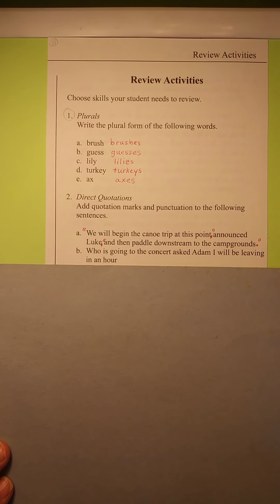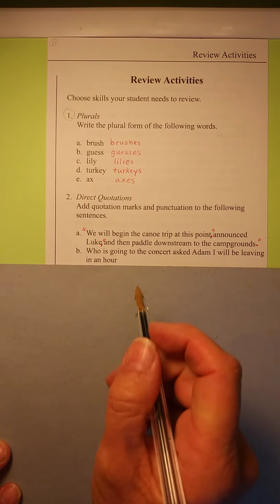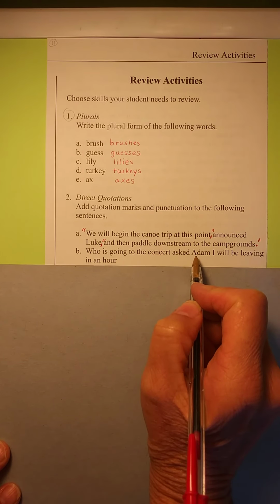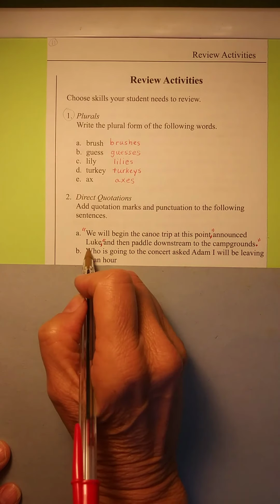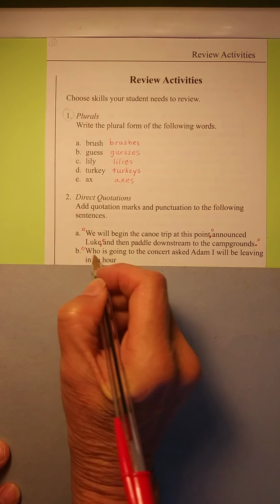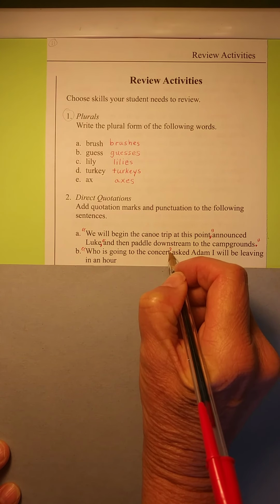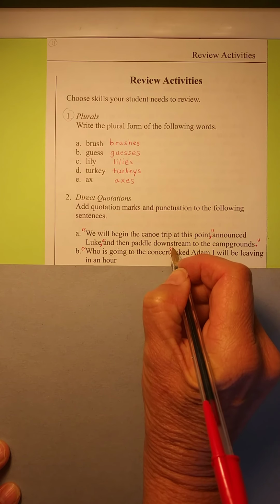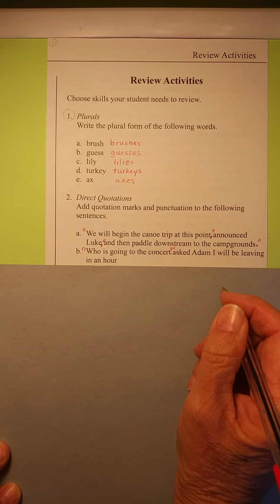All right, B. Who is going to the concert? Asked Adam. I will be leaving in an hour. Okay, so again we have the speaker identification in the middle, so we have to put quotes around the first part. Who is going to the concert? Okay, that's a complete sentence. So we're going to put a question mark there and quotation marks after that.